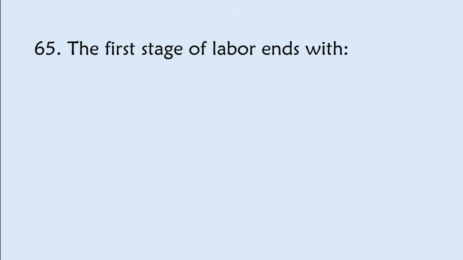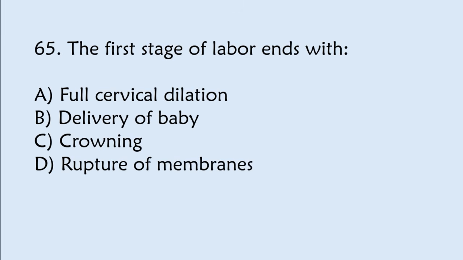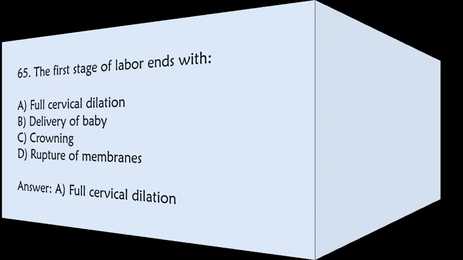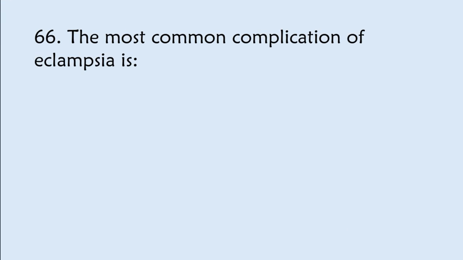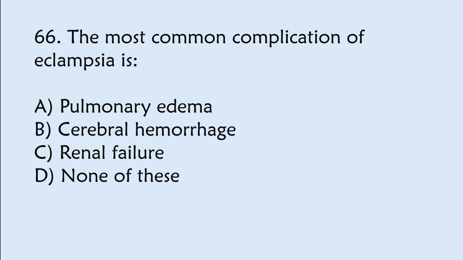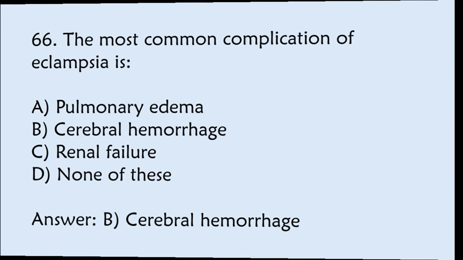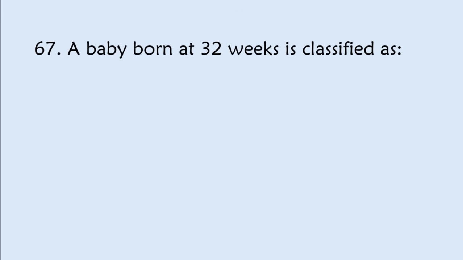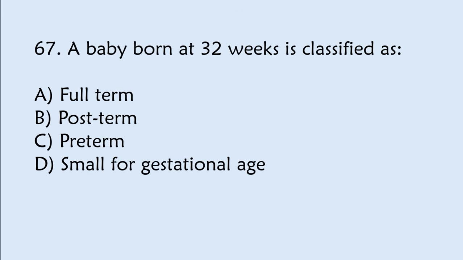The first stage of labor ends with full cervical dilation, delivery of baby, crowning, rupture of membranes. Correct answer is option A, full cervical dilation. The most common complication of eclampsia is pulmonary edema, cerebral hemorrhage, renal failure, none of these. Correct answer is option B, cerebral hemorrhage. A baby born at 32 weeks is classified as full term, first term, preterm, small for gestational age. Correct answer is option C, preterm.